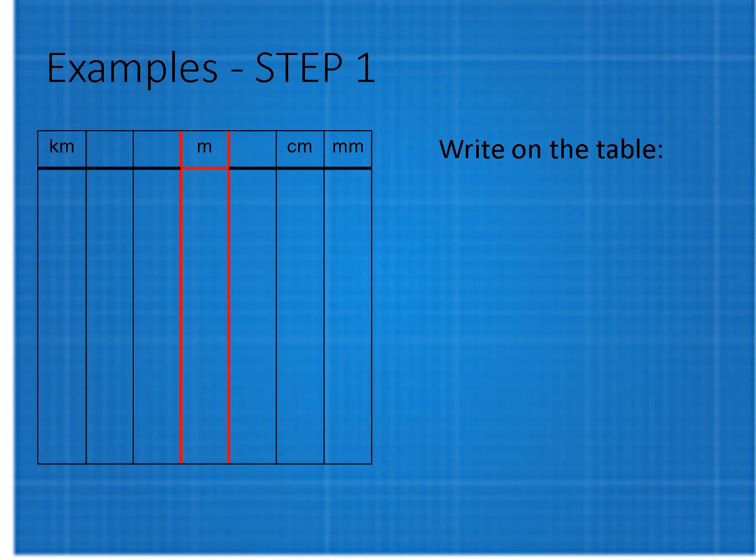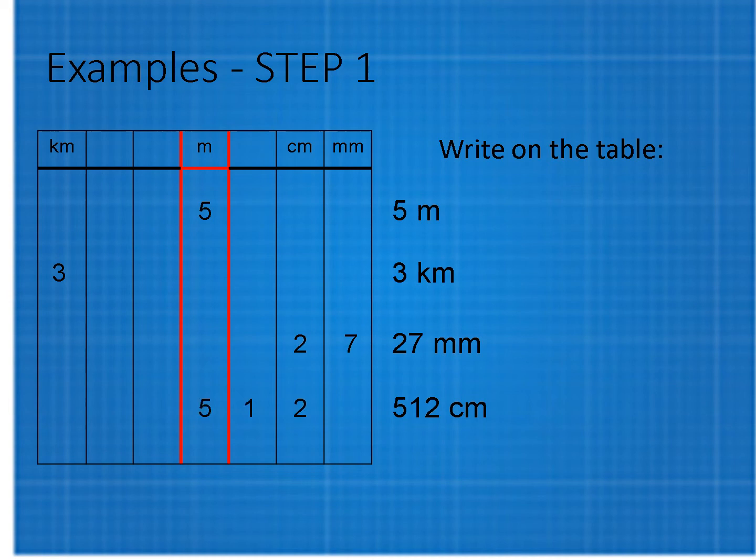Another example. We have here the 7-column table. Remember, at the center is meter. Going to the right, we have here decimeter, centimeter, millimeter. And going to the left, we have this decameter, hectometer, and kilometer. So we'll write on the table the given 5 meters, 3 kilometers, 27 millimeters, and then we have 512 centimeters.